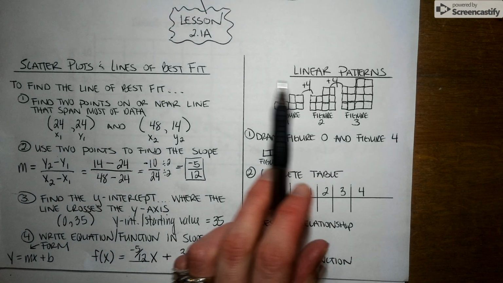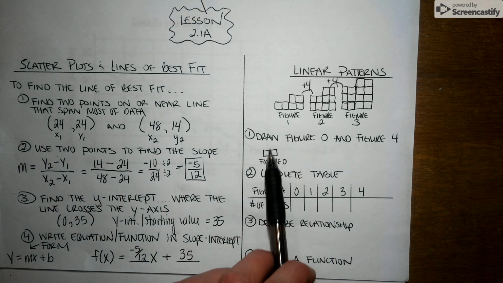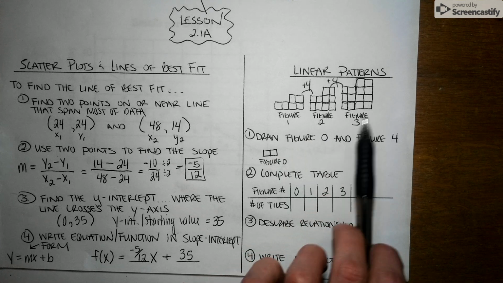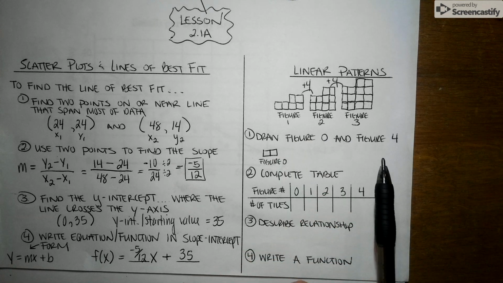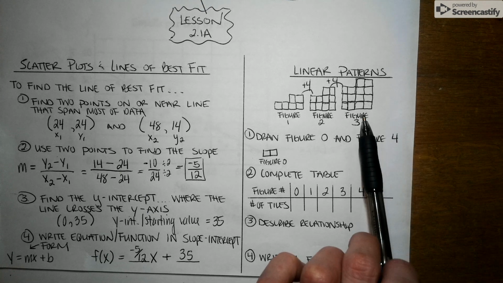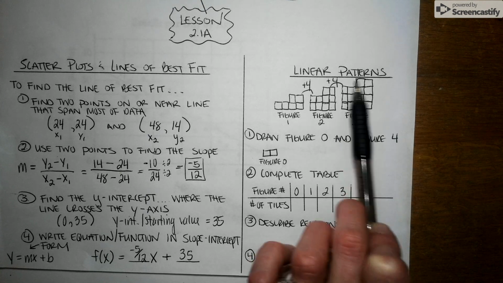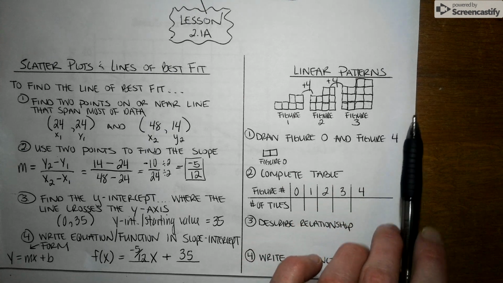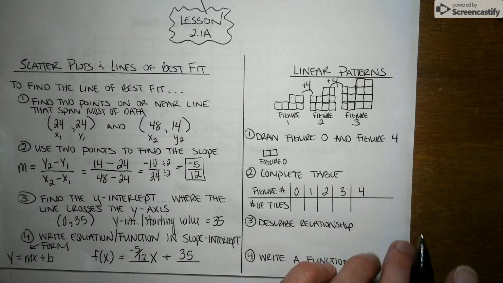Just like we can backtrack to get previous figures, I can also progress forward and find future figures. So for number 4, if I ended up with 14 tiles in figure 3, if I add 4, I must end up with a total of 18.